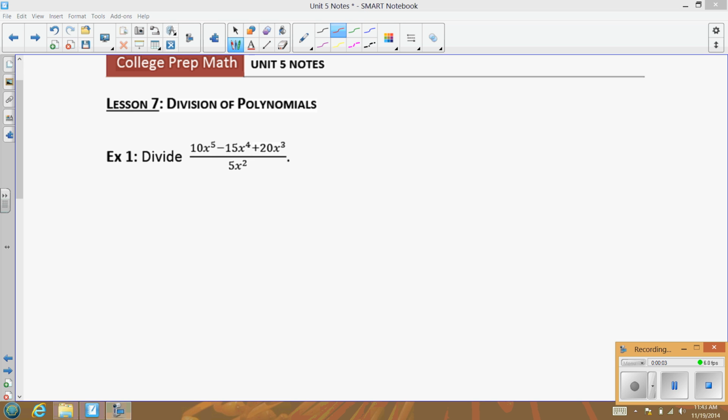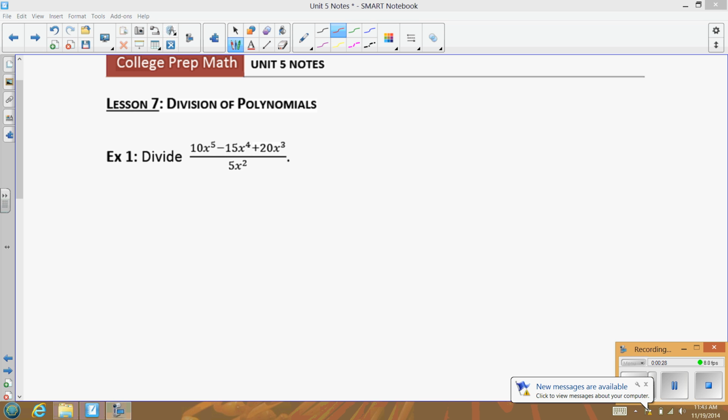In lesson 7, we're going to look at how to divide polynomials. So in this first example here, we want to divide the polynomial on top, 10x to the 5th minus 15x to the 4th plus 20x to the 3rd. We need to divide that all by 5x squared. So what that really means is I need to divide each of those pieces of the polynomial in the numerator by the denominator of 5x squared.